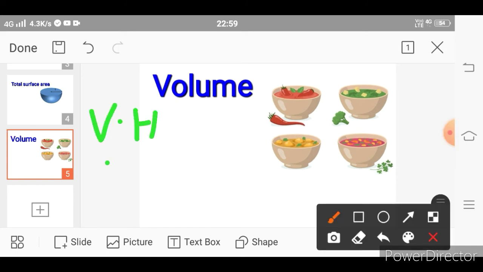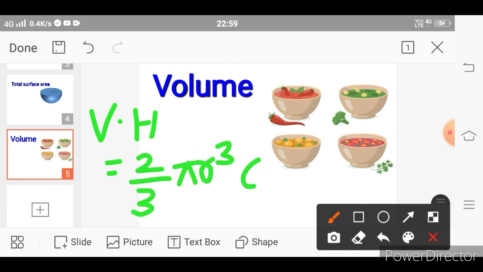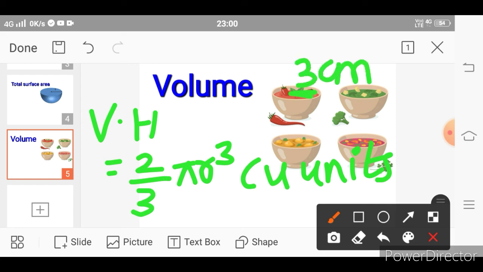volume of hemisphere is equal to 2 by 3 pi r cube cubic units. 2 by 3 pi r cube cubic units. If the radius of this bowl is, we consider 3 centimeters, then what is the volume of this bowl?